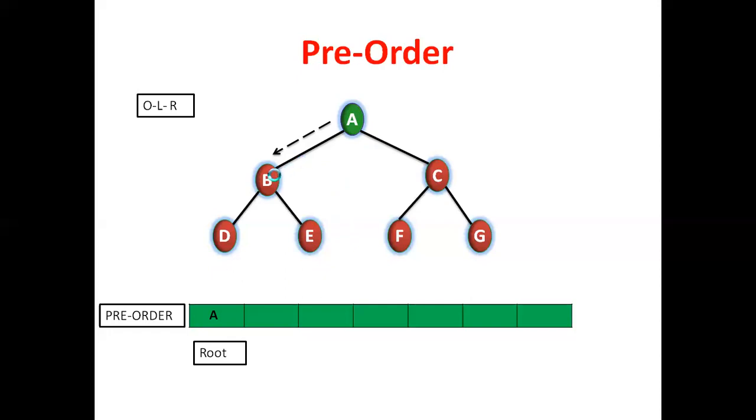In the subtree again apply the OLR formula. Means visit the root first, then after visit the left, then after visit the right. So in this B subtree, what is the root node? B is the root node, right? So according to the OLR formula, we visit the root node because B is the root node for the subtree. Print an output. Fine. Next, after visiting the root node, check the left subtree.